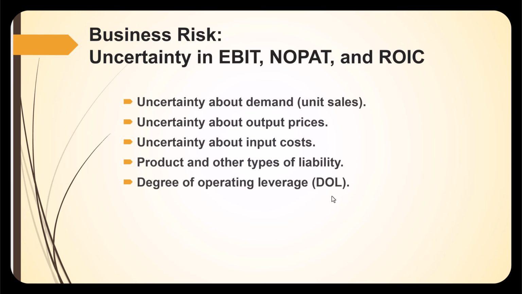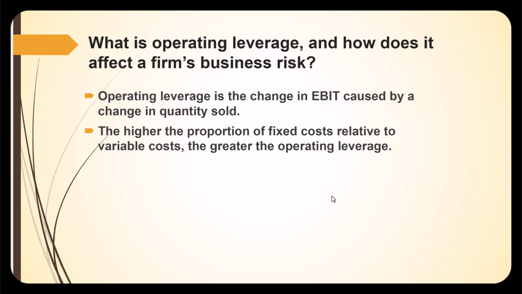A lot of it's going to be robotic. That's going to be a very high fixed cost kind of company. So operating leverage is the change in EBIT that's caused by a change in the quantity sold. That's how we would calculate it. And the higher the fixed costs, the greater the operating leverage. And again, it's a risk.